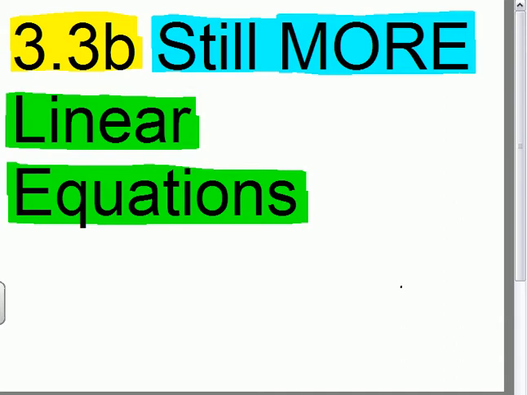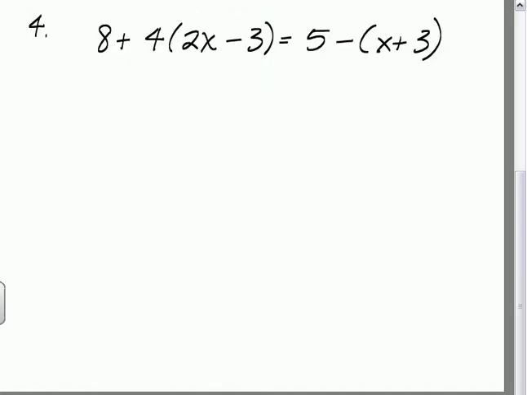3.3b, still more linear equations. Let's take a look at some more examples. First one, okay, this is very similar to the last one we did. We want to clean up.